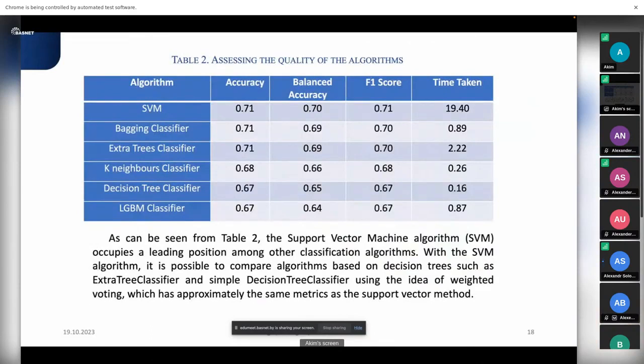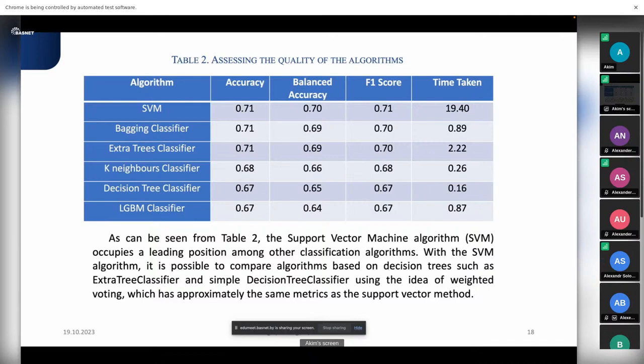In this table, you can see the models that have been tried in the classical machine learning algorithms part. The main model in our research was support vector machines, as listed in the first row. Besides it, we also tried bagging classifier, extra trees classifier, k-neighbors classifier, decision tree classifier, and LGBM classifier. The metric results are presented in the table, and the model training time is presented in the last column.